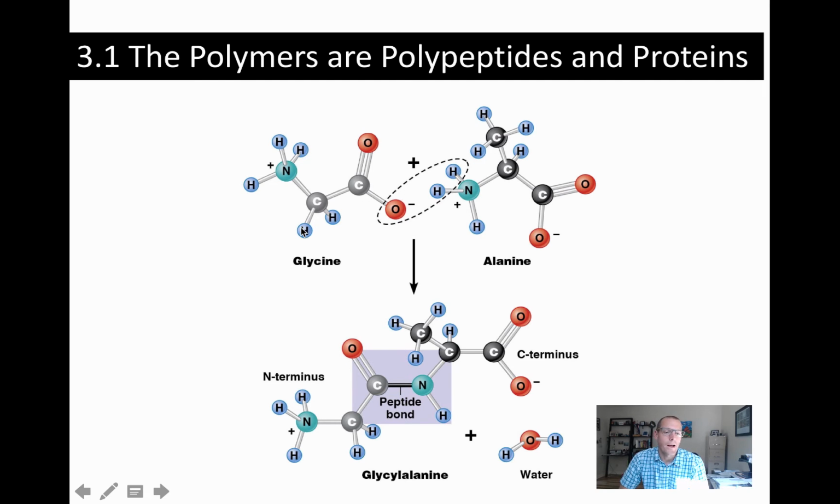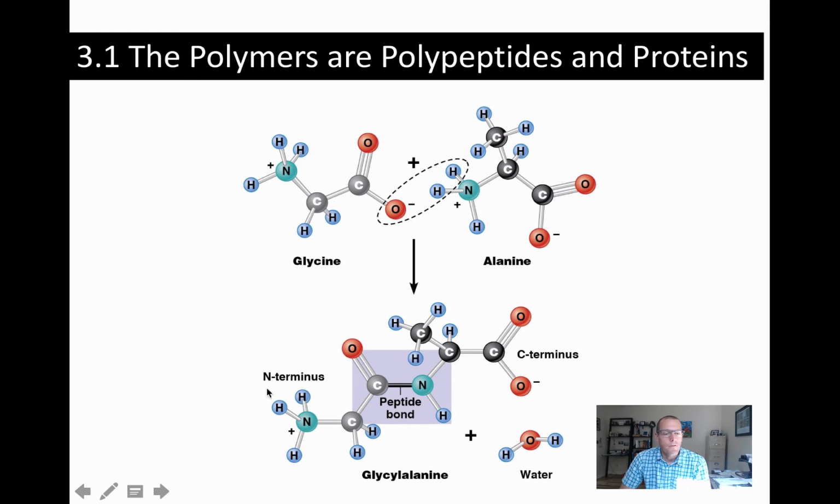And so here we're linking a glycine, and here is its R group, a single hydrogen, and here is an alanine, here is its R group, a methyl group. We link those two together and we get the molecule glycylalanine, and there is the new peptide bond there, and we have this repeating N-C-C-N-C-C backbone.